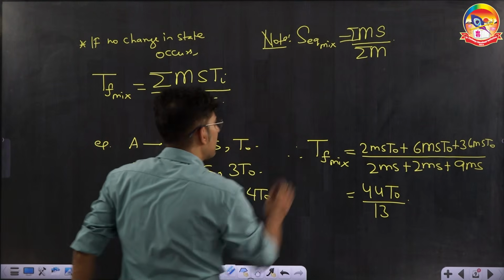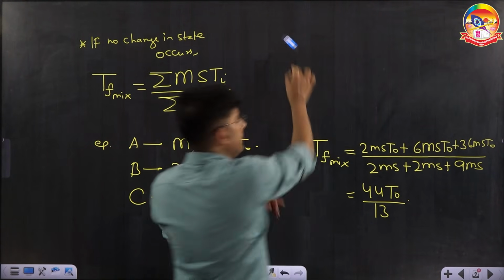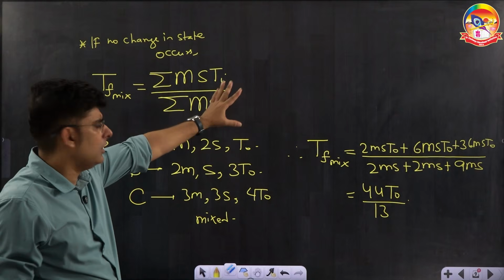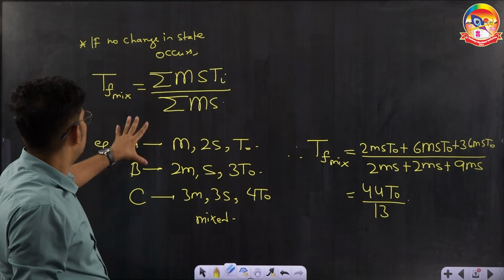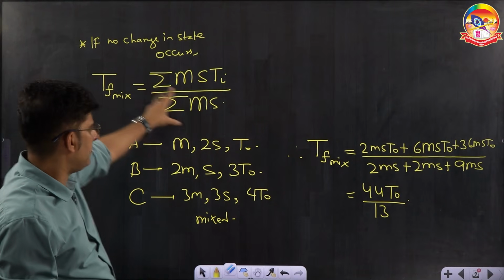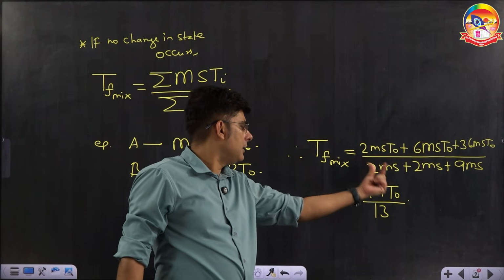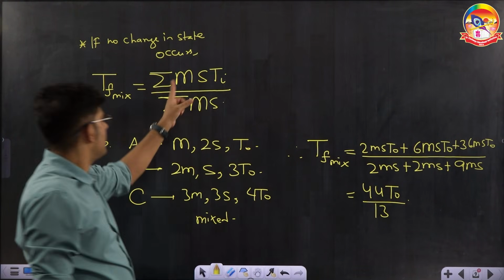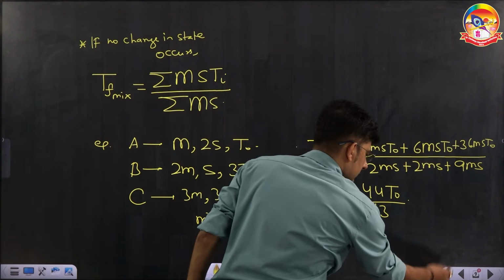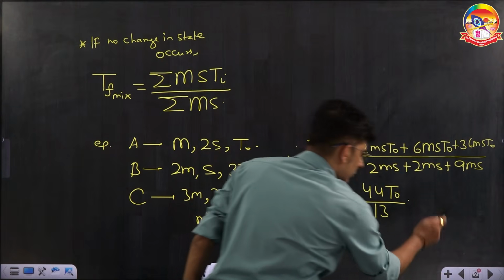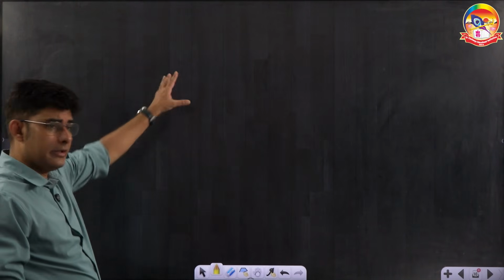But it would be better that presently we leave this, because we will again discuss this thing in thermodynamics. So let's not confuse you with that concept presently. Just focus on this: if there is no change in state, T final of the mixture is obtained by summation MST by summation MS. That part we can see later in the next class when we study thermodynamics.